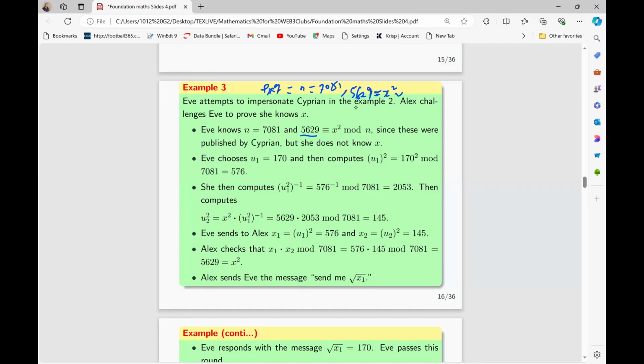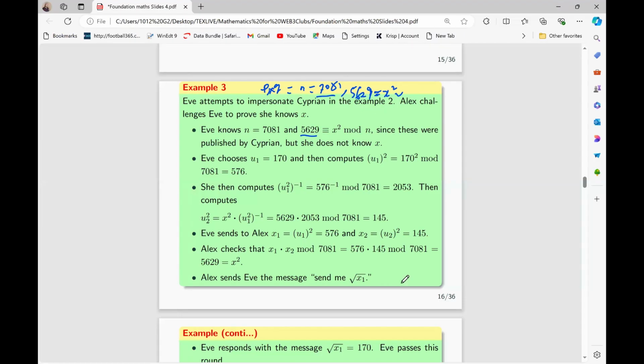Now, there's this Eve who was following, and Eve saw this n and then saw the x square. And he wants to pretend to be Cyprian and proceed with the transaction. So then he has to prove that he is Cyprian, because we don't know anything about Cyprian apart from the fact that he has some knowledge which he has proved to have. If anybody else is pretending to be the one, then that person is also supposed to prove.